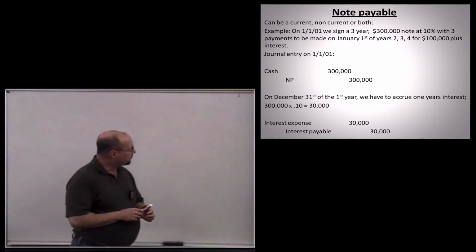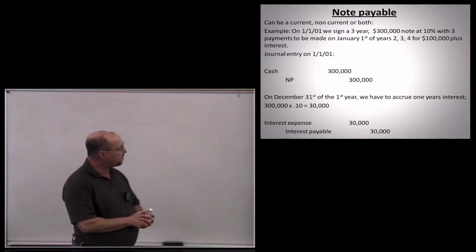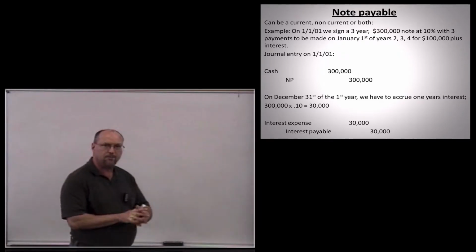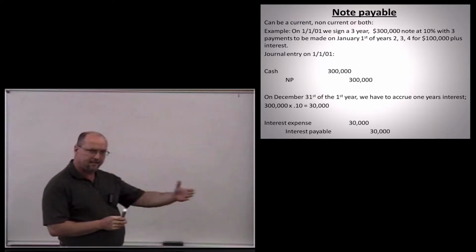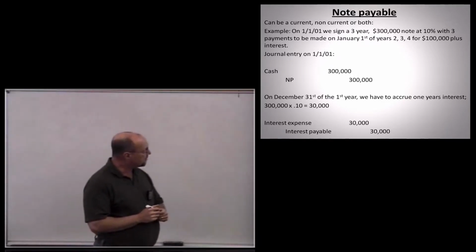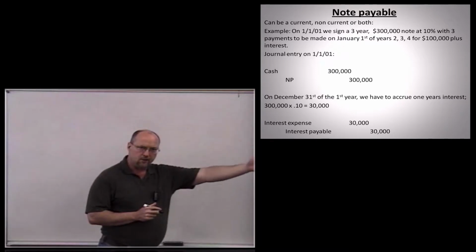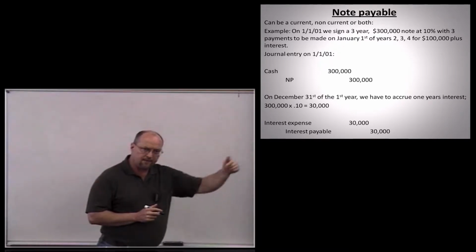On January 1st, we sign a 3-year, $300,000 note payable. It's called a promissory note. We promise to pay it back. We're going to pay 10% interest, and we're going to make 3 payments on January 1st of year 2, January 1st of year 3, and January 1st of year 4.